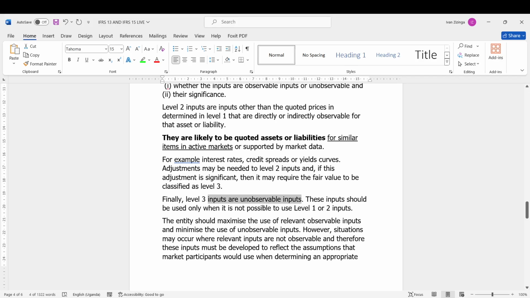Okay, but since this is a hierarchy, you should always consider level 1. If you don't have level 1 identical, look for level 2 similar. If you cannot obtain similar to make adjustments, then go for level 3. That's why we are saying these inputs for level 3 should only be used when it is not possible for you to access level 1 and level 2 inputs.